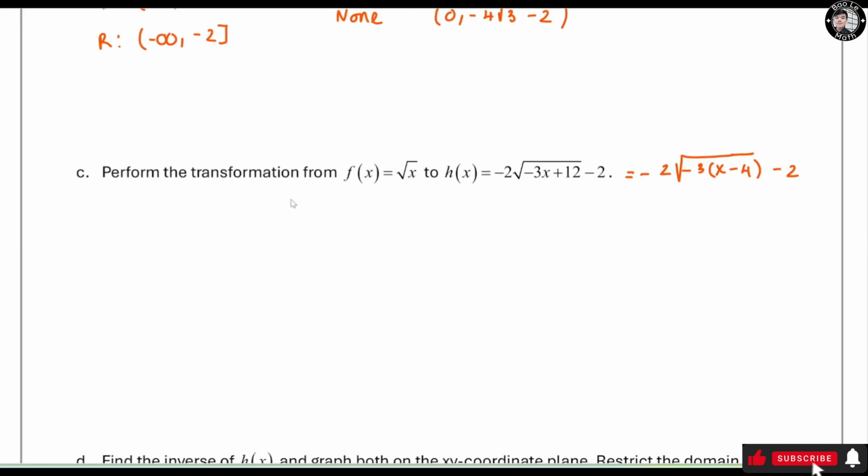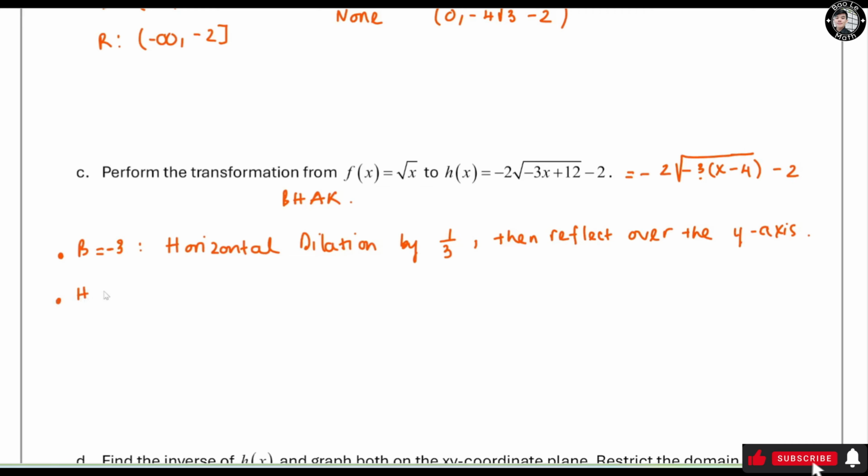Alright, we need to follow the order B, H, A, K, right? Now, step number 1, we need to do B, right? So B is 3 right here. So the first one should be a horizontal dilation by a factor of 1 over 3, right? Now, B is -3, right? Then we need to do the reflection over the y-axis, right? H is 4, right? Then this one is a horizontal translation to the right, 4 units, right?